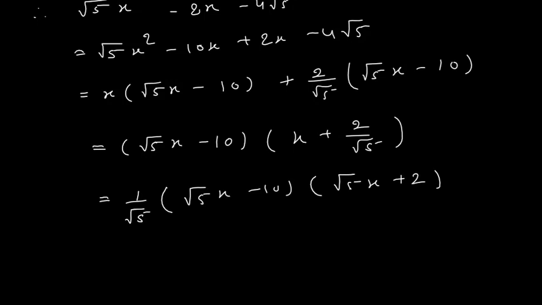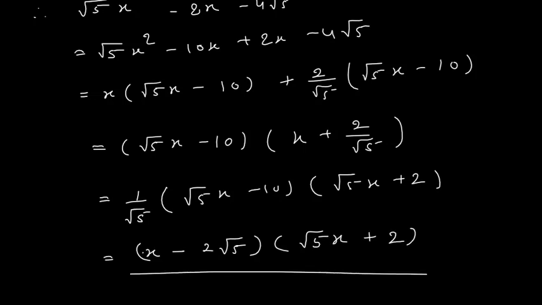So or else what you will get, you will get this root 5 will cancel, you will get x minus 10 upon root 5. 10 we can write as 2 into 5, so I will get 2 root 5. So x minus 2 root 5 and root 5x plus 2. So you will get this as the answer, or you will get this as the answer, both are correct. Now let us go to the next problem.